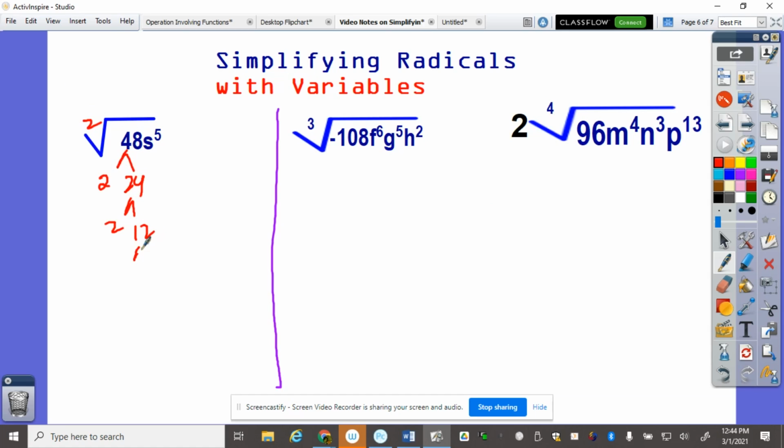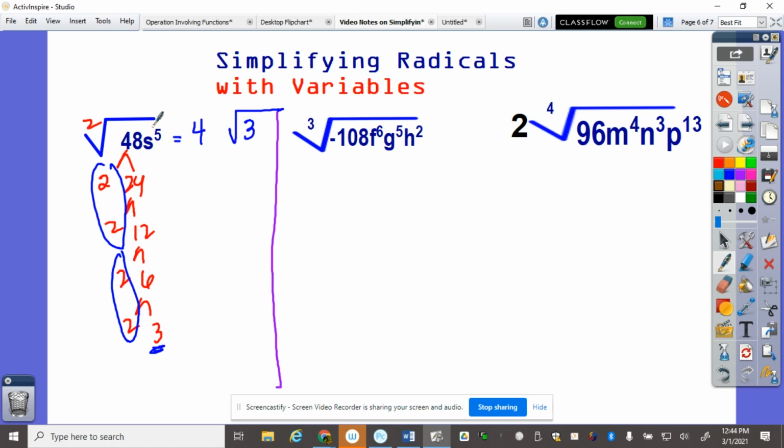Again, the index here is 2, so I'll break down the 48 to 2 and 24. 24 is 2 and 12. 12 is 2 and 6, and 2 and 3. So that means I'll have one, two groups of 2 that will go outside. So I'm going to write here 4. And then a 3 will remain inside, so I'm going to have a square root of 3 there.